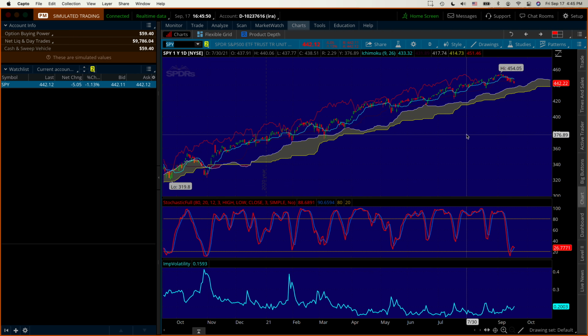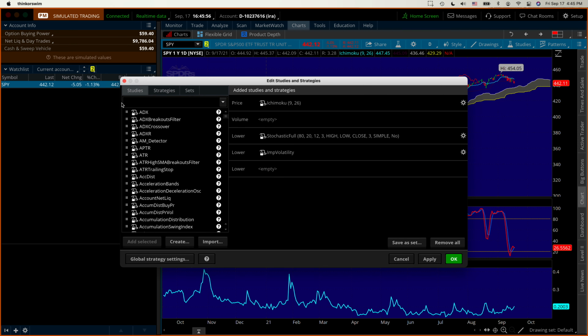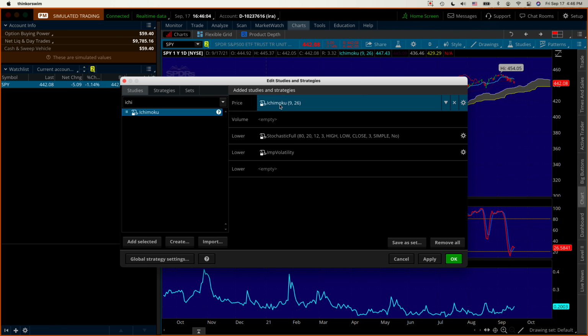So in your study set here, all you have to do is say edit studies and look for the Ichimoku cloud here, Ichi, and there it is. Double click there and it shows up, okay?